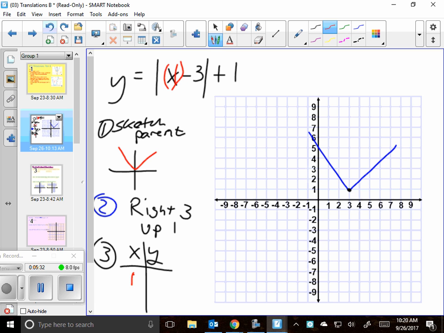What is 1 minus 3? Well, negative 2. And then you absolute value it, and it makes it 2. And then you add the 1. The final answer is 3. 1, 3 is a point that's on this graph. Now, in case you hadn't noticed, that is a top 20 thing.